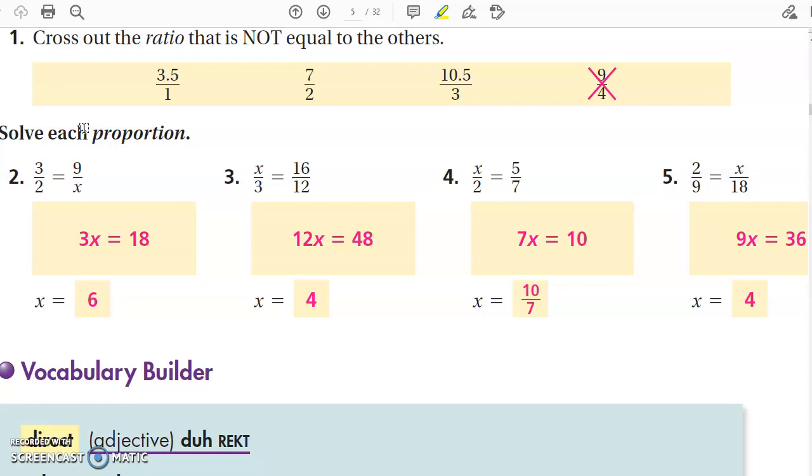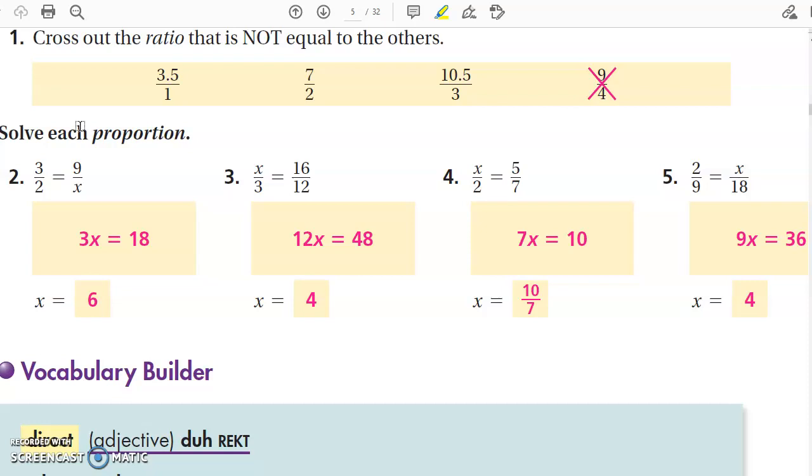So 3 over 2 equals 9 over x. There's a couple ways you can do this. You can cross multiply, right? Or you can ask, how do we get from 3 to 9? You times by 3, correct? As long as you multiply the top and bottom by the same number, or divide by the same number, that's the direct proportion. So first, 3x equals 9 times 2, which is 18. Then you divide by 3 on each side, and you get x equals 6.